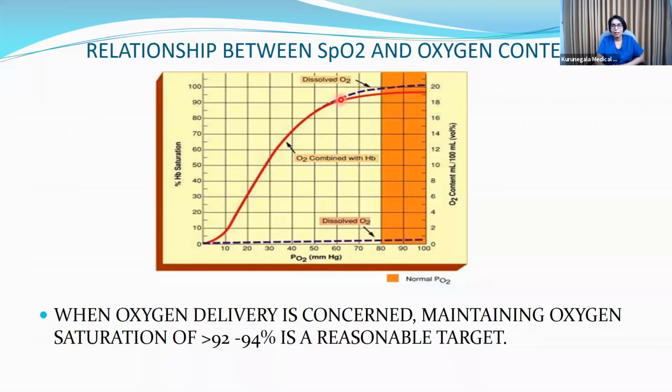By targeting at this level, we can save oxygen tremendously. Otherwise, there will be a lot of wastage. When oxygen delivery is concerned, maintaining oxygen saturation of 92 to 94 is a reasonable target.